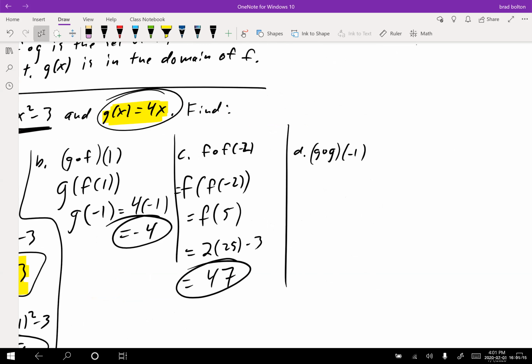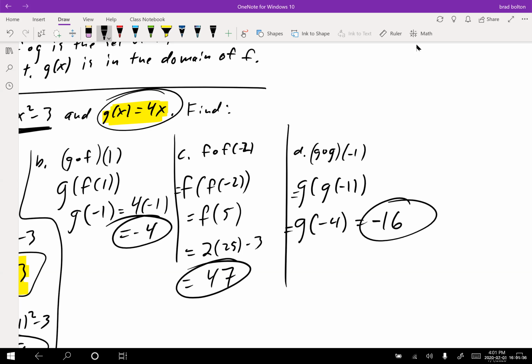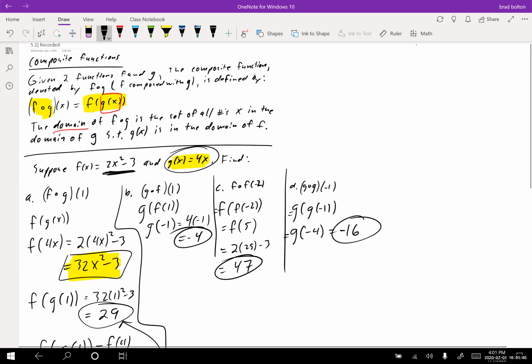Let's do one last one. So let's do g of negative 1, or g composed with g of negative 1. So then g of negative 1 would be negative 4, and then g of negative 4 would be negative 16, right? Because 4 times negative 4 is negative 16. So this is how you can do a composition of functions. It's not too crazy, but if you haven't seen it before, it is a little bit something new. So I just wanted to show that to you guys.